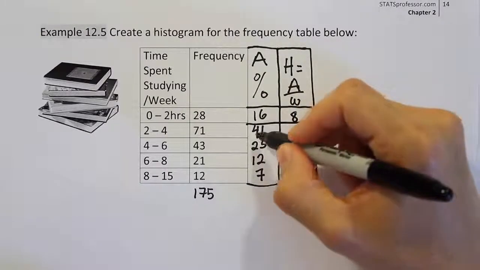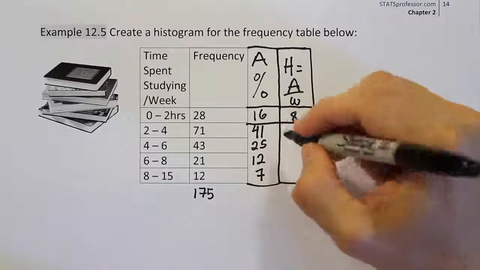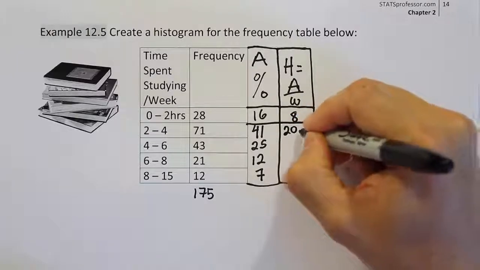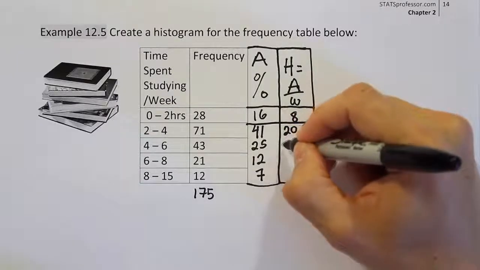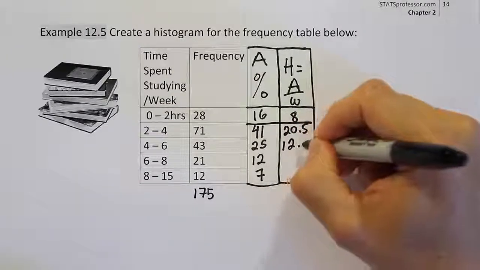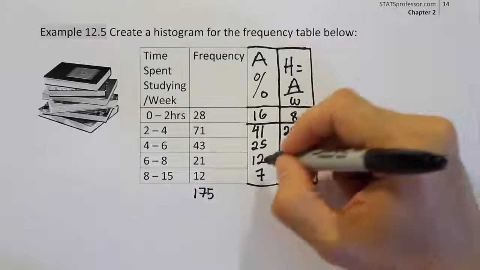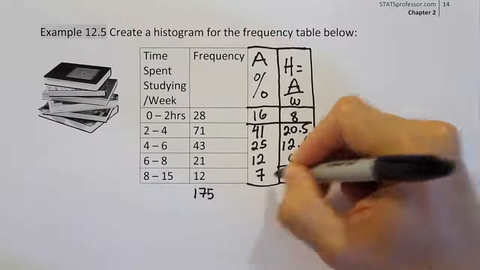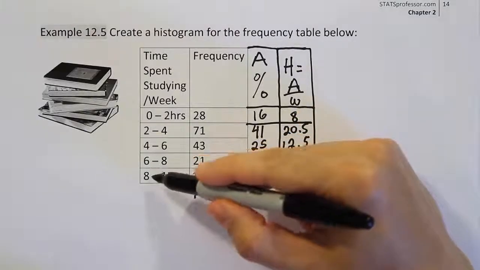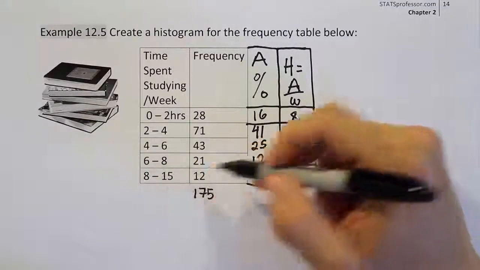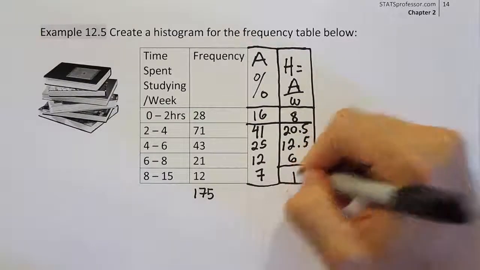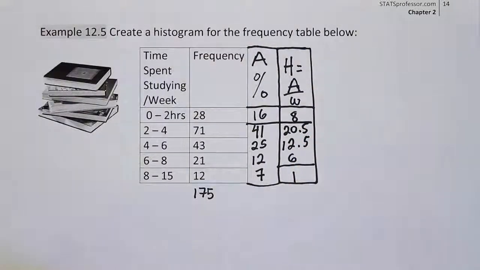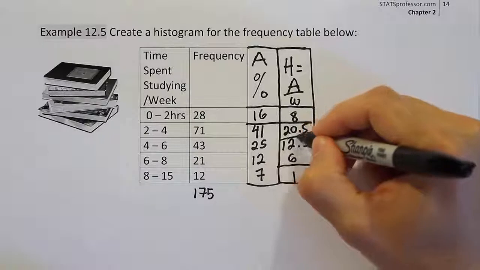And then so on and so forth. If we divide 41 in half, we'll get 20.5, right? And if we divide 25 in half, we get 12.5. And if we divide 12 in half, we just get 6, right? And if we divide 7, not in half because it's not a width of 2, it's a width of 7, if we divide 7 by 7, we get a height of 1. Okay, so those are our corresponding heights for our rectangles.